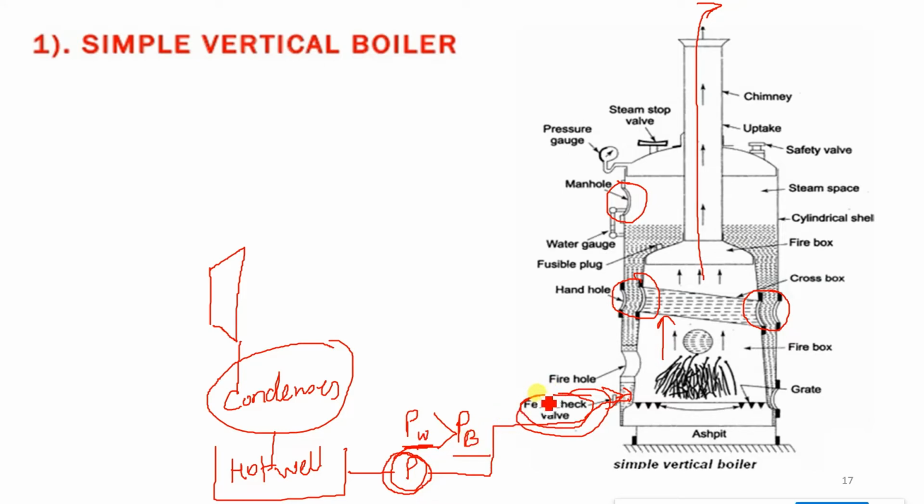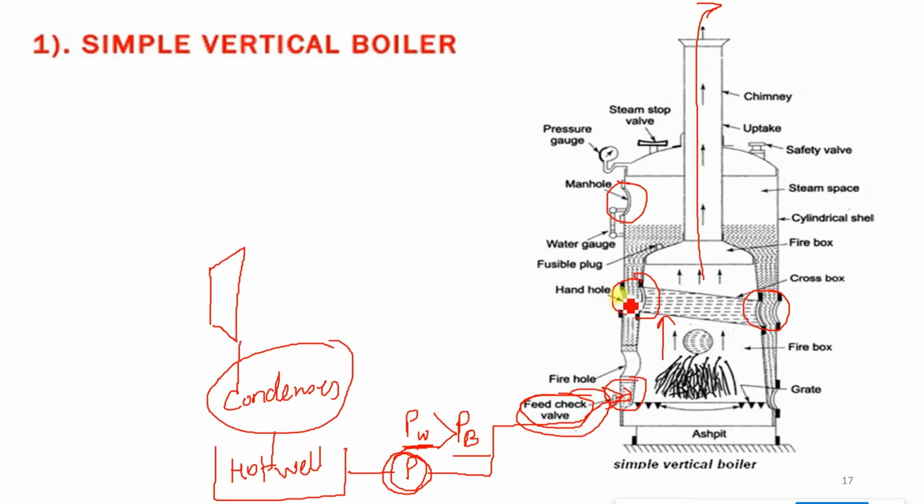If the boiler pressure is greater than the water pressure, in that case the feed check valve remains closed, and it does not allow steam or water to return to the hot well. So it is a non-return type valve. The feed check valve allows fresh water to enter, but it restricts the reverse motion of water from the boiler to the hot well.